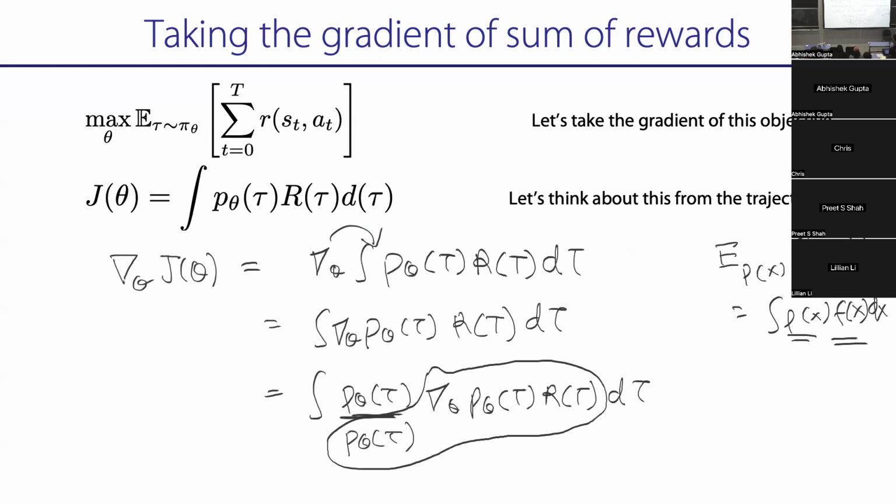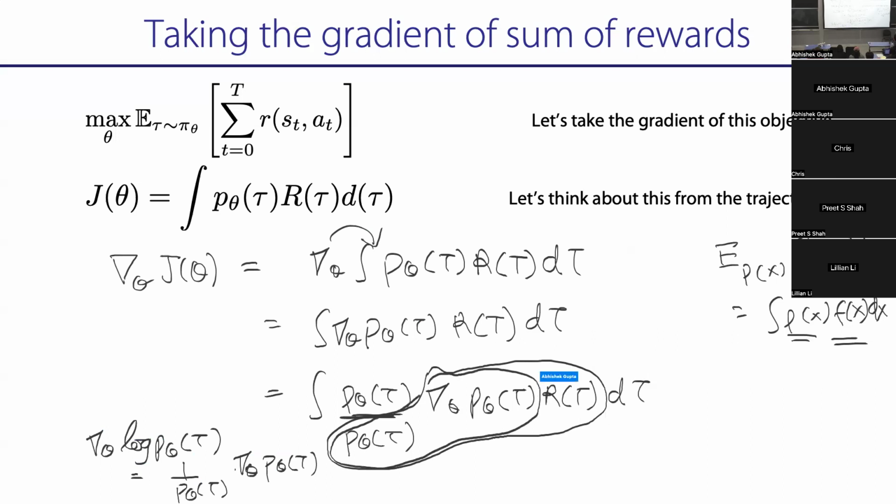This is perfect because if you take the gradient with respect to theta of log p theta, you can write this by chain rule as 1 over p theta of tau times the gradient with respect to theta of p theta of tau. So this is equal to this just by chain rule, which means you can replace this whole thing by grad theta log p theta.